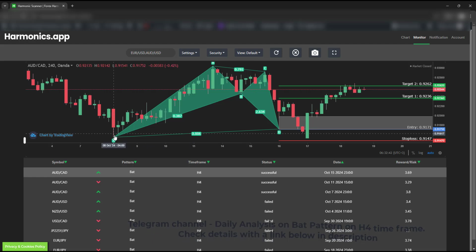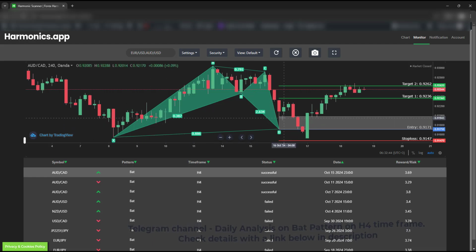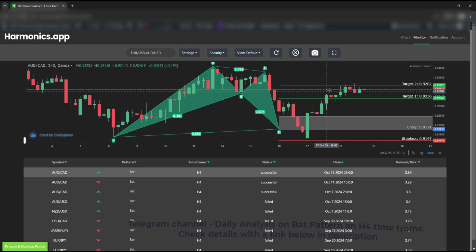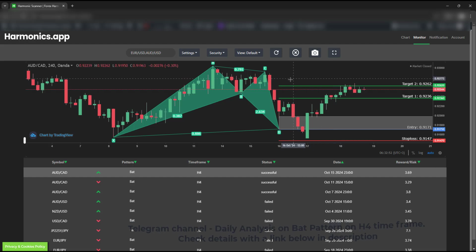We can see that here on the chart. The chart shows you the potential reversal zone as the entry level here. And then stop loss, take profit 1, take profit 2. If the price reaches take profit 2, this is a successful pattern.